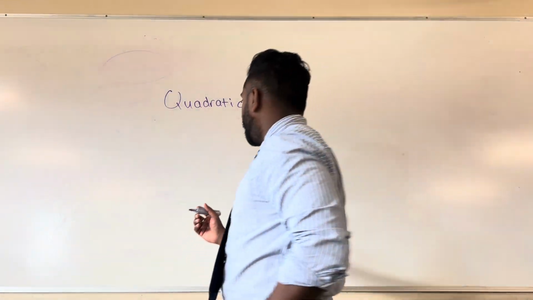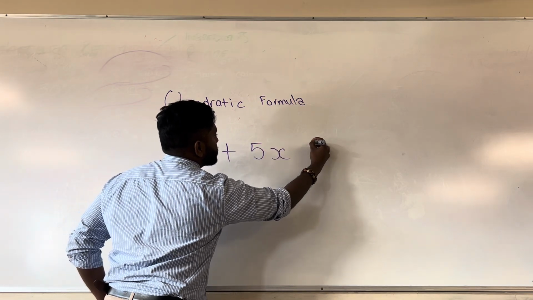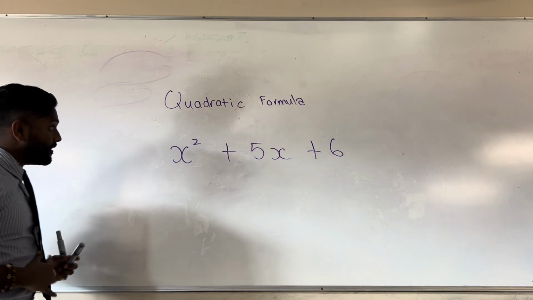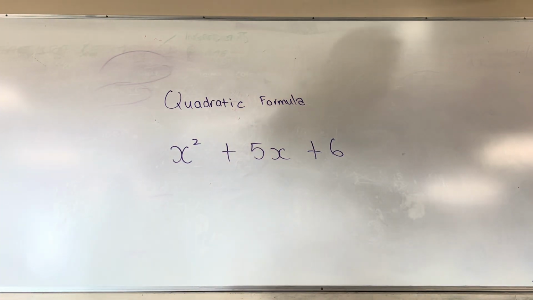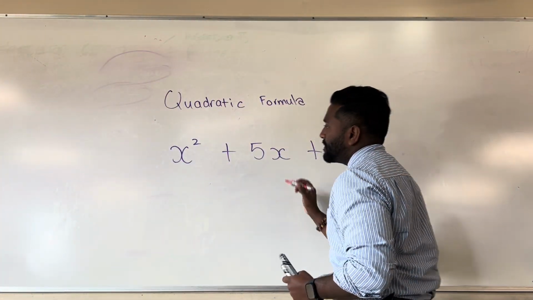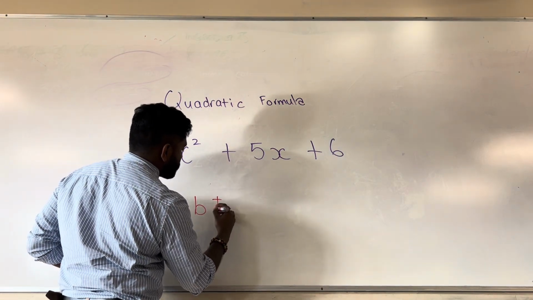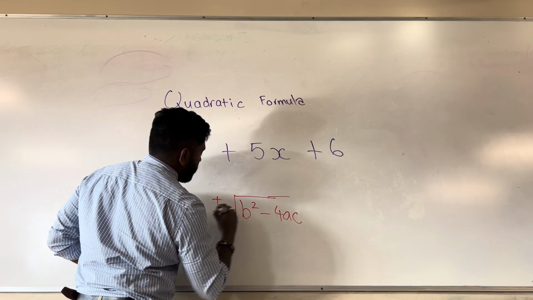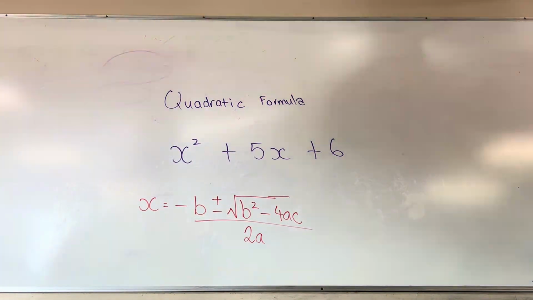Okay, so I'm just going to put up a question on the board. x squared plus 5x plus 6. You're going to have to use the quadratic formula to solve for the x values. In the quadratic formula, you have this particular equation: x is equal to negative b plus or minus the square root of b squared minus 4ac, over 2a. That's a very complicated formula.